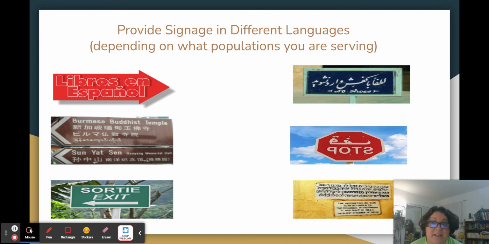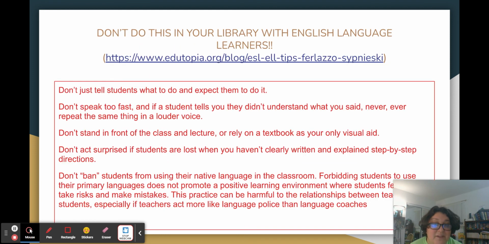Another important thing is to provide signage in various languages if you can. Again, do your research and make sure you know what population you have coming in and what languages are being used, and try to find signage in both of those languages.